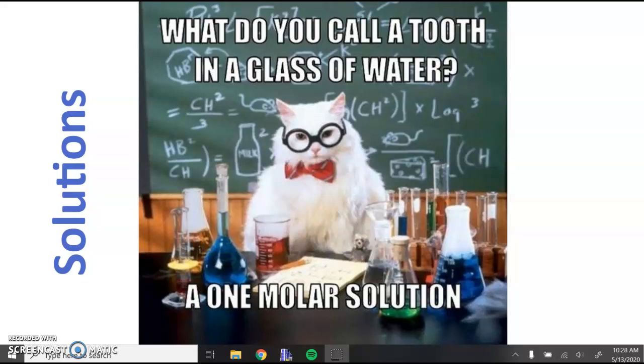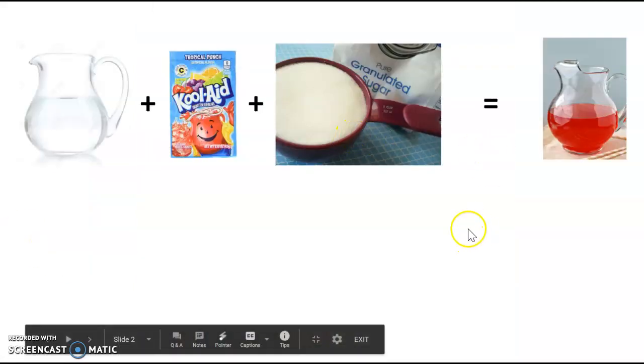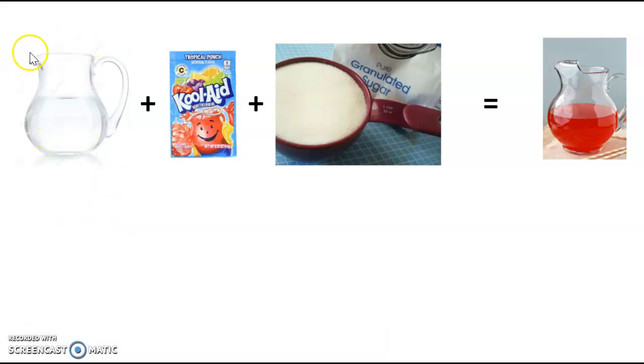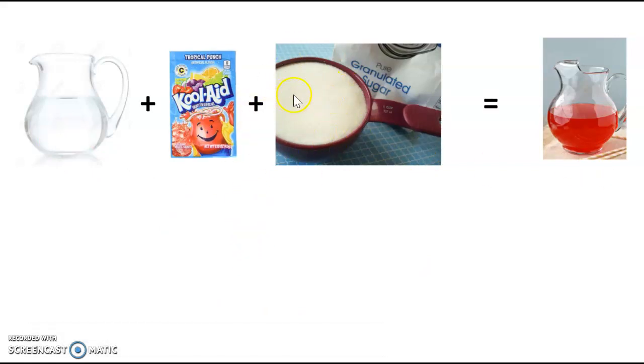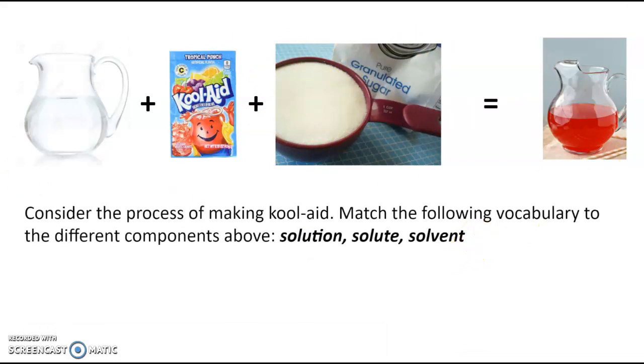So to do that, we're going to start by thinking about a really simple, familiar solution, and that is Kool-Aid. So you take some water, have your Kool-Aid pouch flavoring, a cup of sugar, and you mix it all together, and you have Kool-Aid. So you end up with a color change, and the solid sugar dissolves and disappears.